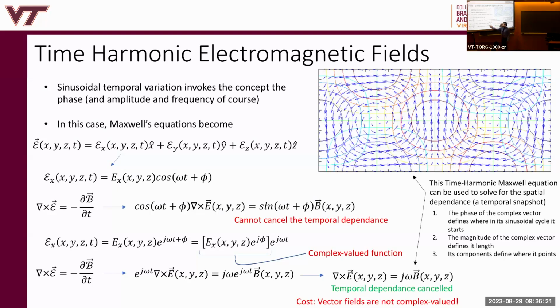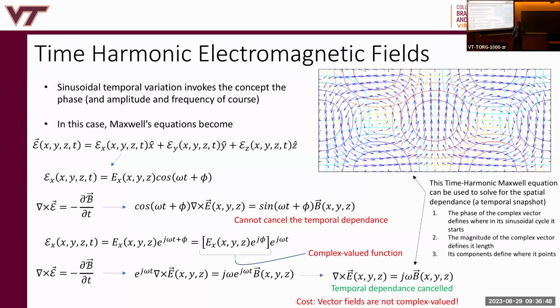So we want to say they're oscillating cosinusoidally, but if I plug that into Maxwell's equations, what do I observe? I observe that I still end up with a Maxwell equation, a differential equation, which is temporally dependent. I cannot cancel sine with cosine because I only temporally differentiate one side. The spatial derivative comes out on the left. So what can I do to get rid of the time dependence? Instead of calling it cosine, I can say e to the j(omega t plus phi).